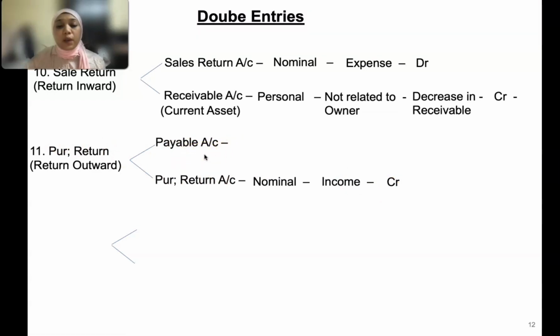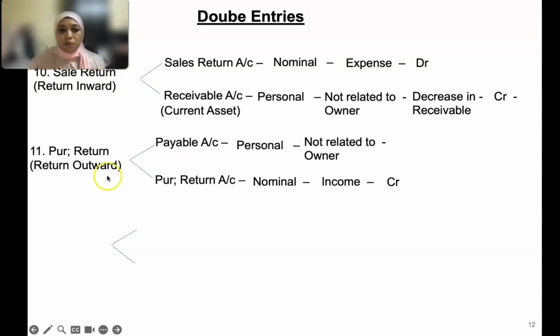But we need to know why we record on the debit side. The payable account is personal, not related to the owner. Because of purchase return, does it decrease or increase our payable? Let's say, for example, previously we had to pay our supplier 400. That 400 is payable under our payable account. Now we have returned 100 USD already, so we don't need to pay 400 anymore. We need to reduce 100 USD. So because of purchase return, it will decrease our payable account.